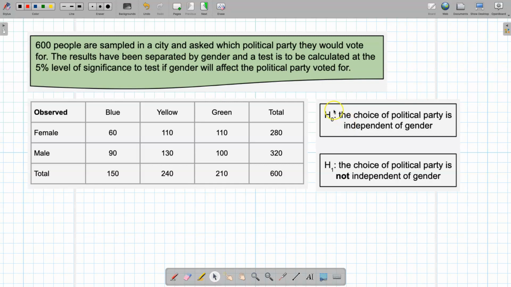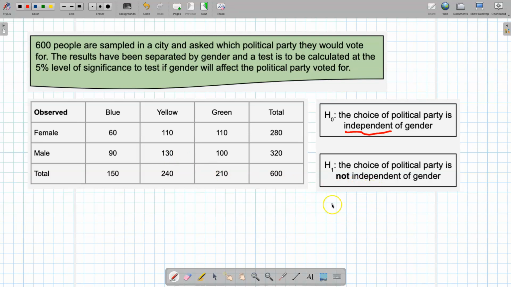So first of all, if you read the question, we've got 3 political parties and how people have voted split by gender, male and female. We want to see, are the votes independent of the gender? And that becomes our null hypothesis. Our null hypothesis is always independence. So there's always independence between the things in the table. And the alternate is they're not independent.